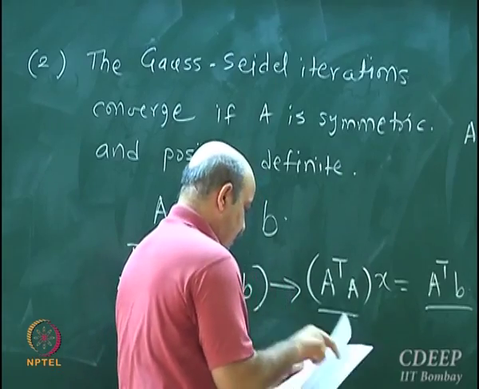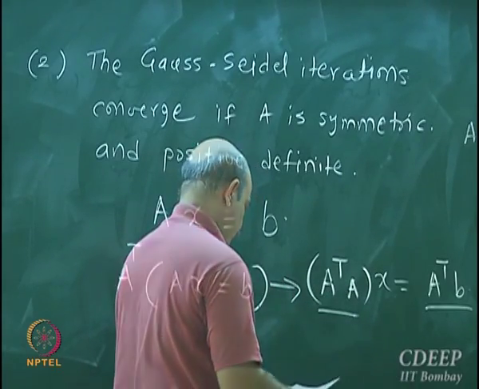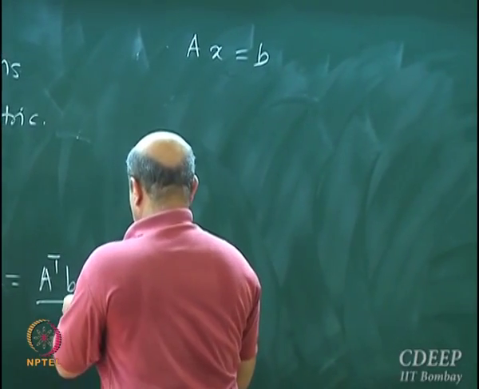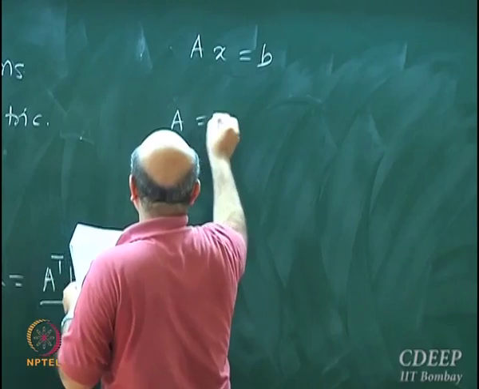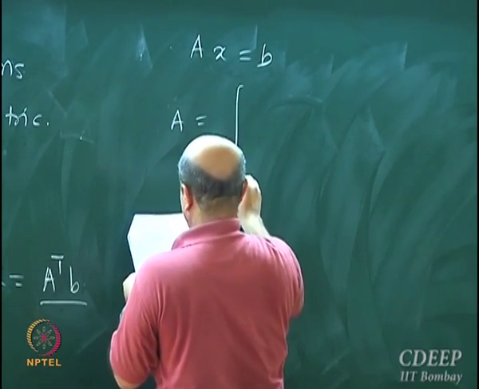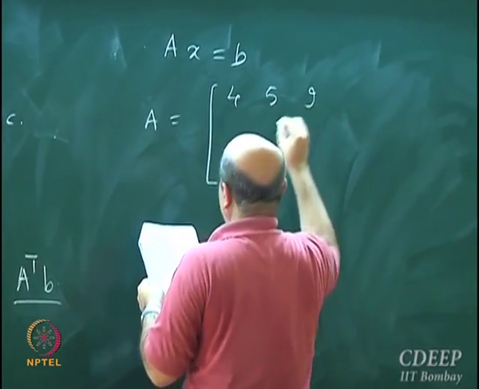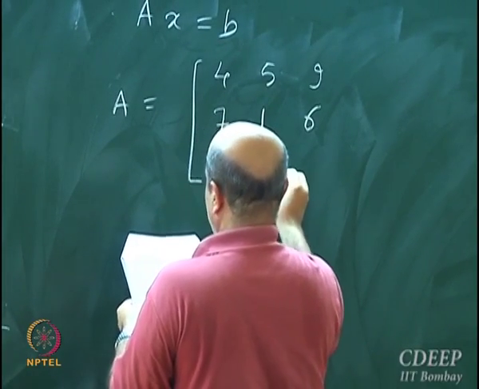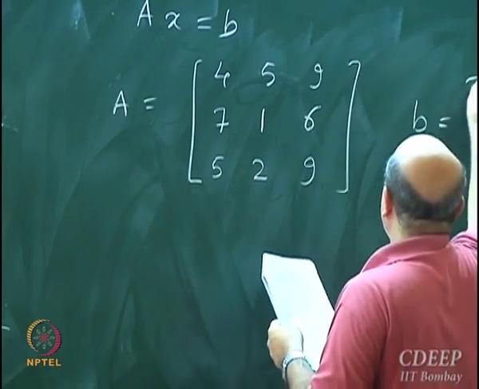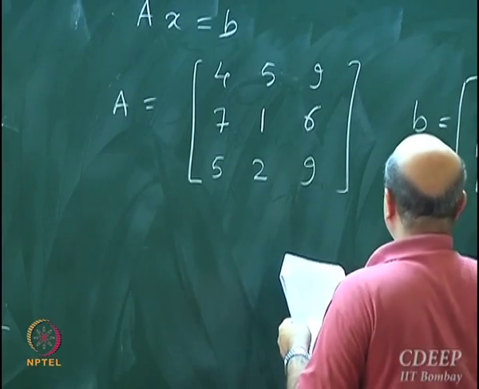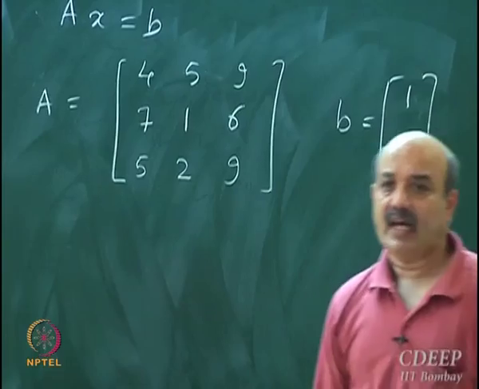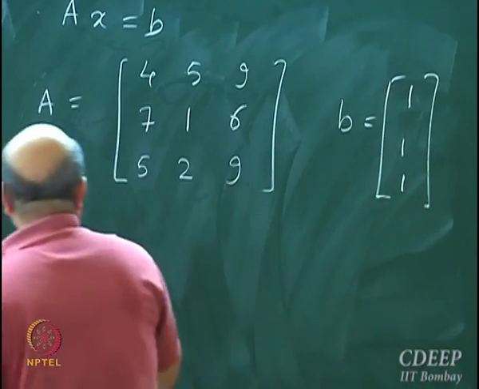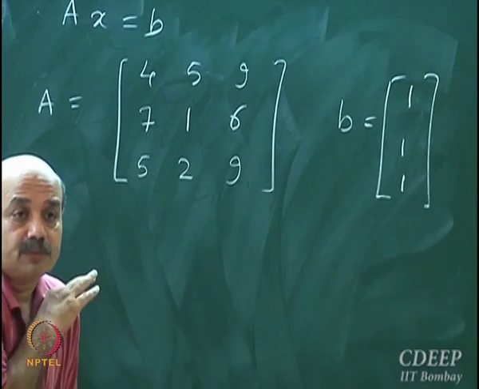I'll just give you an example here. I want to solve AX equal to B, and my A matrix is 4, 5, 9, 7, 1, 6, 5, 2, 9, and my B vector is 1, 1, 1. Let's say I want to solve this by Gauss-Seidel iterations. This is not a solution procedure, this is analysis.